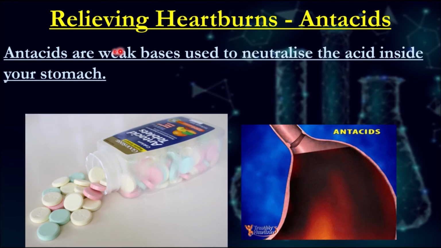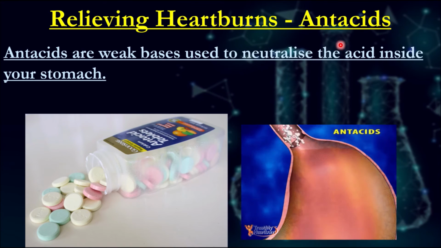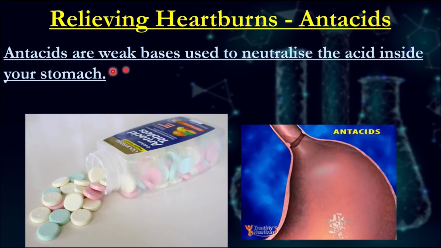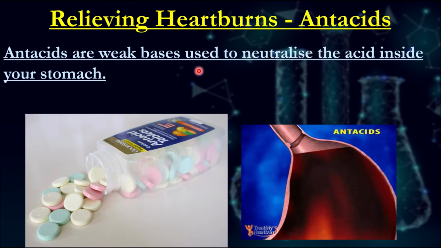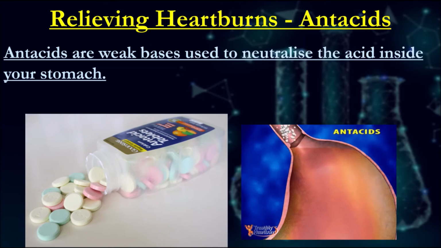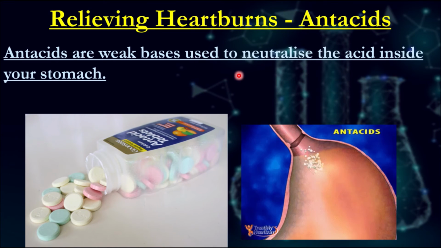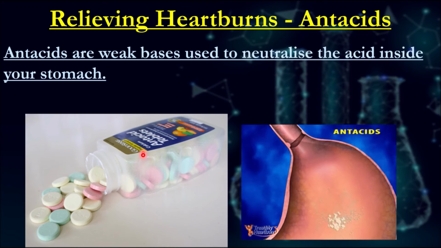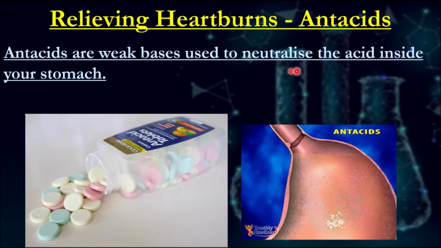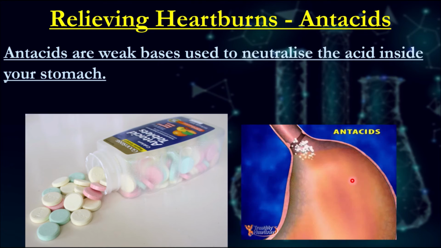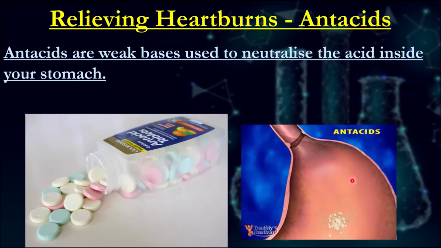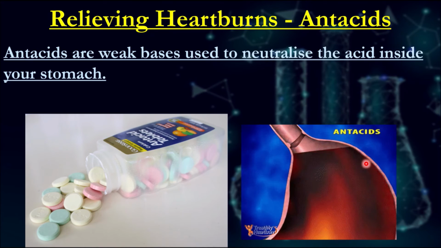The way we can relieve heartburn is using things called antacids. Antacids are weak bases, usually made of aluminium hydroxide. The idea is to use the weak antacids to neutralize your stomach acid. So that relieves the heartburn, and that allows the acid to settle down inside your body.